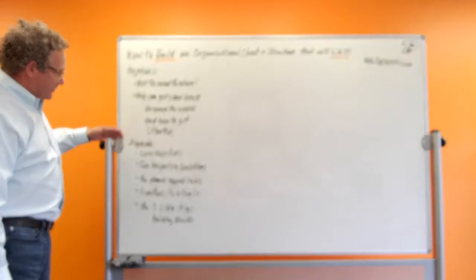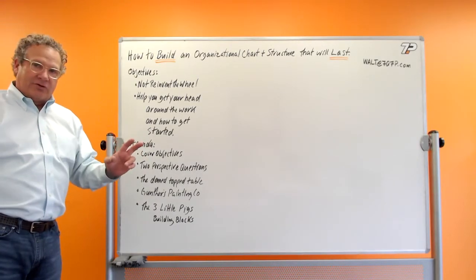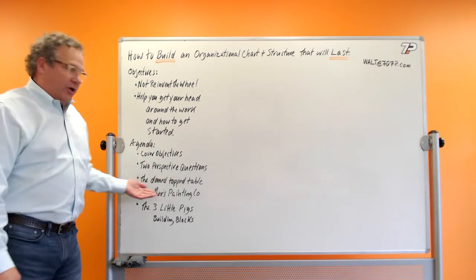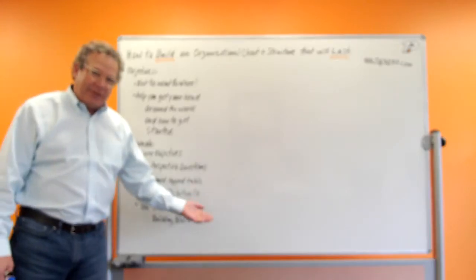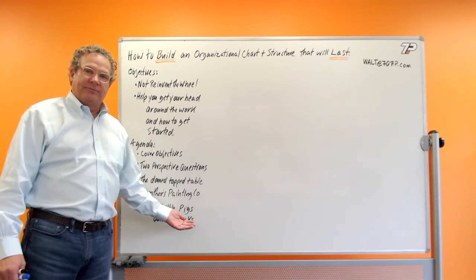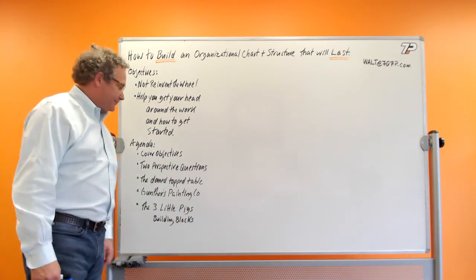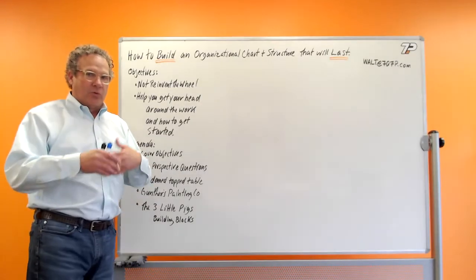Here is our agenda. Cover the objectives. Hey, we got that done almost. Two perspective questions so you know when the work is done. The domed top table example, Gunther's Painting Company, and finally, the three little pigs, basically a story about the building blocks that you'll need to be working with.